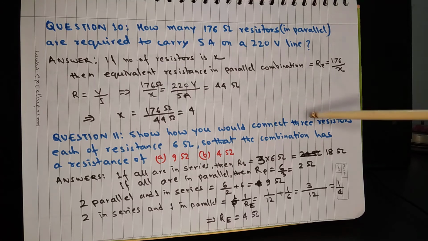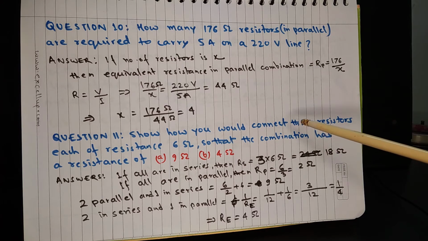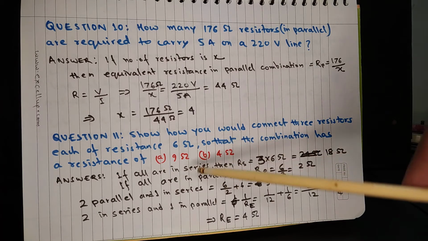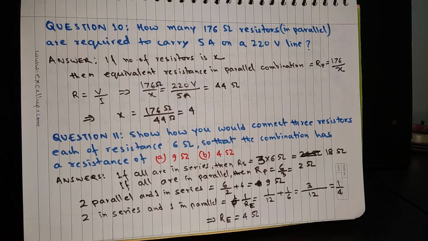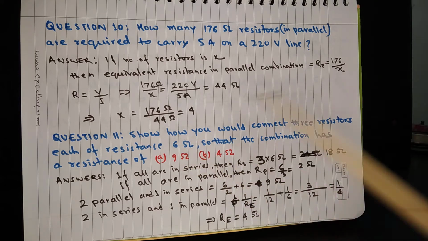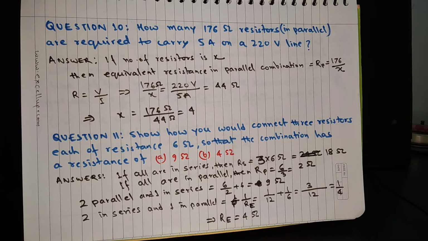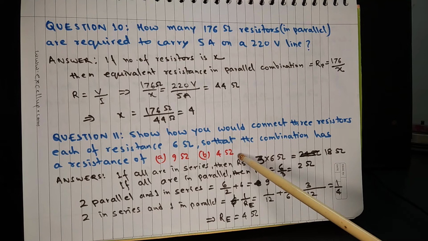Question 11. Show how you would connect 3 resistors each of resistance 6 ohm so that the combination has a resistance of (a) 9 ohm and (b) 4 ohm. There are many possibilities. Let us say all resistors are connected in series. The equivalent resistance will be 3 multiplied by 6 is equal to 18 ohm. This is more than option A. If all are connected in parallel, then the equivalent resistance will be 6 divided by 3 is equal to 2 ohm. This is less than option B.